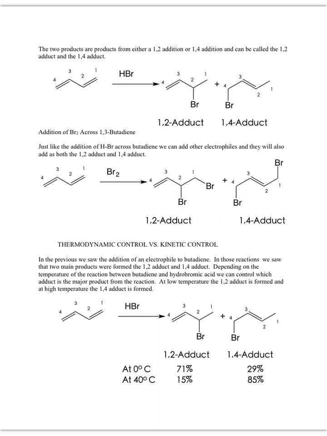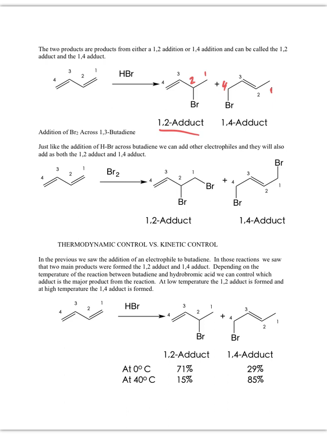So when we look at this, we have the 1,2 adduct, where the hydrogen and the bromine added to carbons 1 and 2, or we have the 1,4 adduct, where the hydrogen and the bromine added to the 1 and 4 carbons. We can also do this sort of thing with Br2 or any other electrophile added to the diene, and we'd get the 1,2 and the 1,4 adduct.